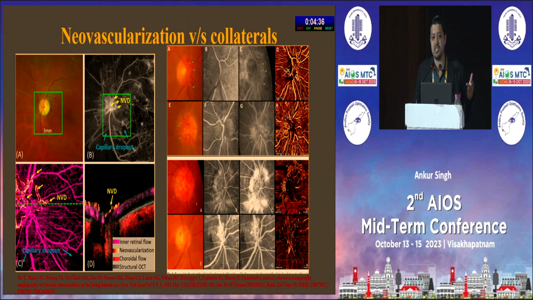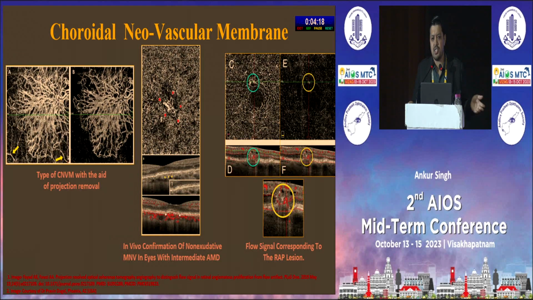Second, based on the morphology, you see a network of new vessels, while collaterals are meandering vessels. At the same time, new vessels in NVD or in NVE are seen in the vitreous plane, while collaterals are best seen in the radial peripapillary plane. OCT angio can clearly demarcate, delineate, and detect all types of CNVM. At the same time, it can identify subclinical CNVM, which are difficult to see on FFA because they don't leak.